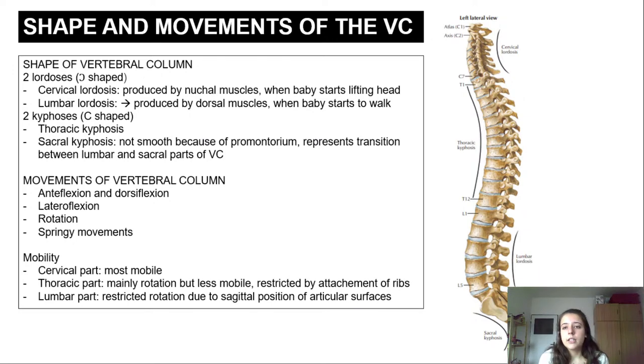Then the last ones are the two kyphoses, the thoracic and the sacral kyphoses. The thoracic one comprises the whole thoracic vertebral region, and the sacral one here is the only one that is not smooth. All these transitions are smooth unless there is some pathological reason, but this one is not smooth. The transition between the lumbar lordosis and the sacral kyphosis is not smooth because of the presence of the promontorium.